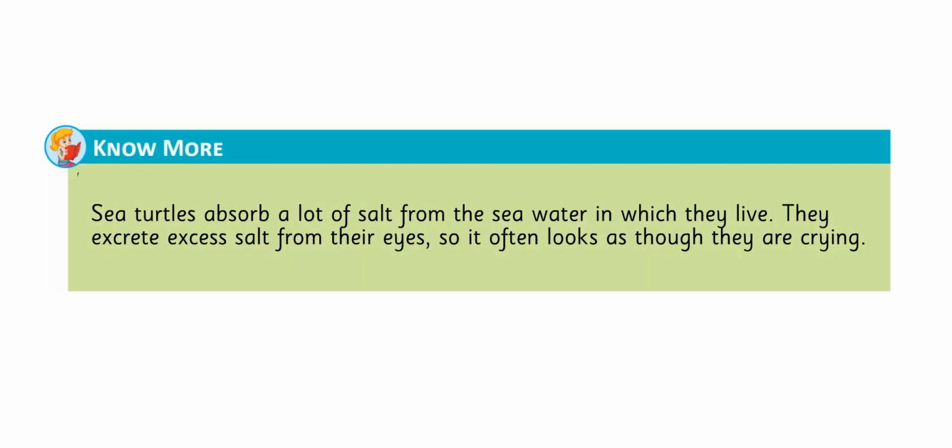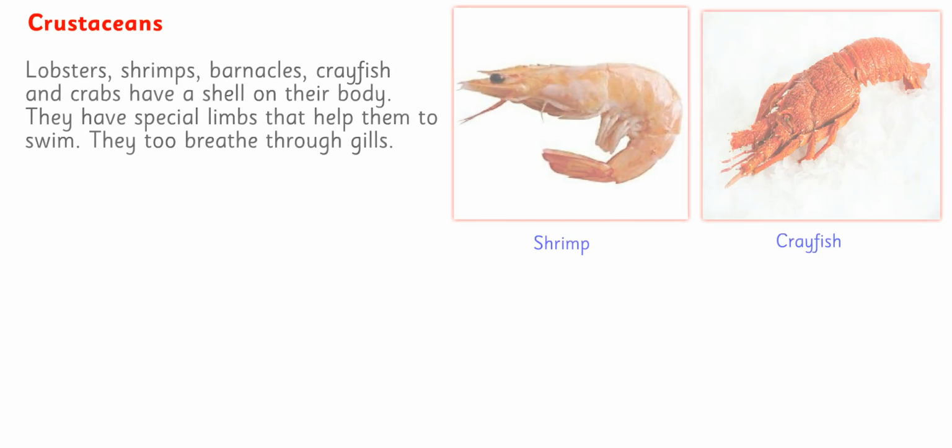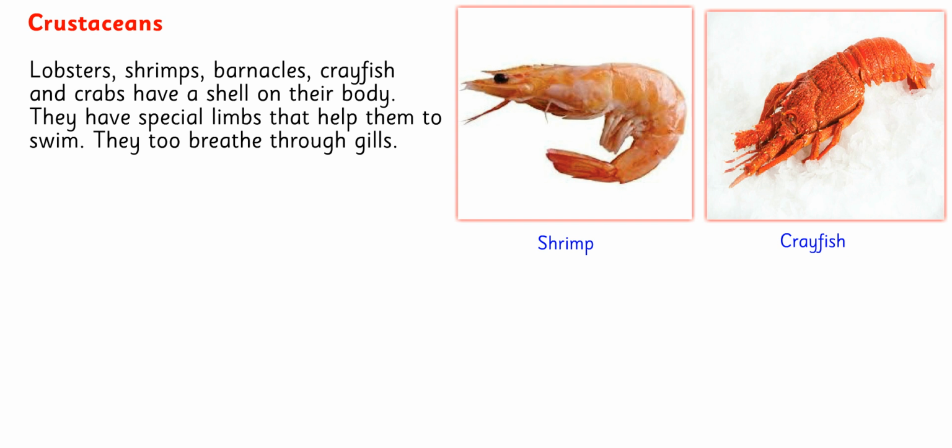Did you know? Sea turtles absorb a lot of salt from the sea water in which they live. They excrete excess salt from their eyes, so it often looks as if they are crying. Crustaceans. Lobsters, shrimps, barnacles, crayfish and crabs have a shell on their body. They have special limbs that help them to swim. They too breathe through gills.